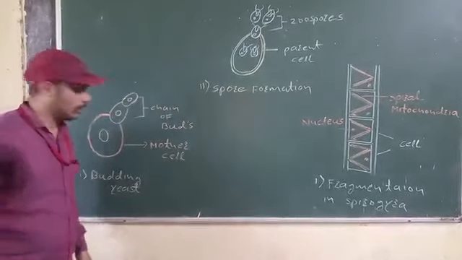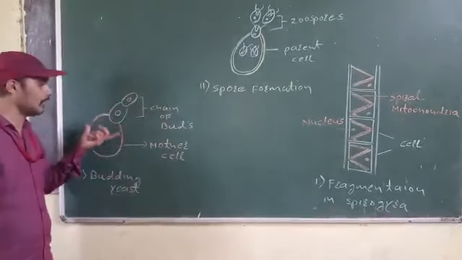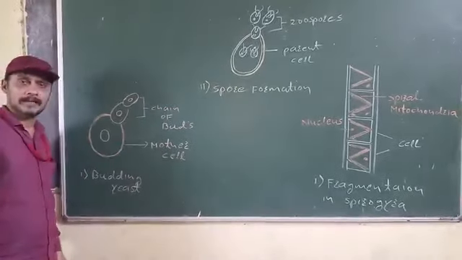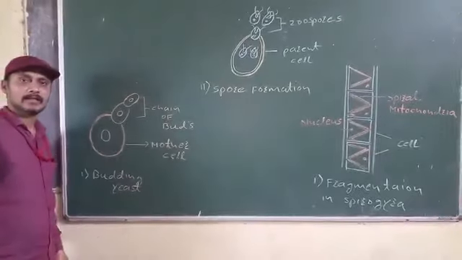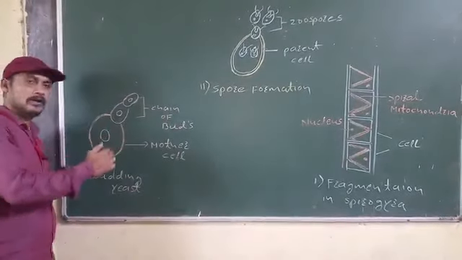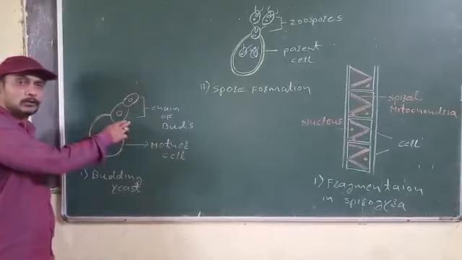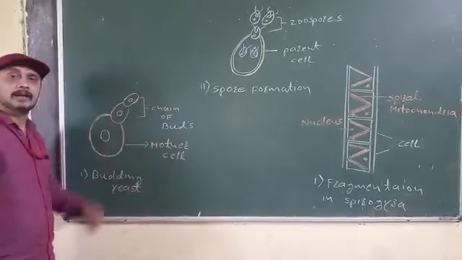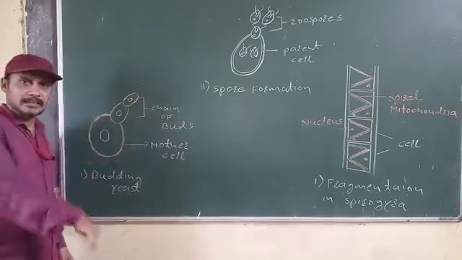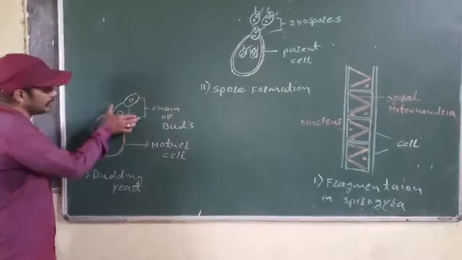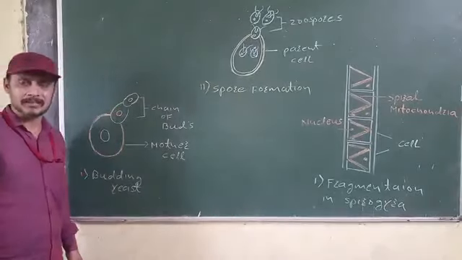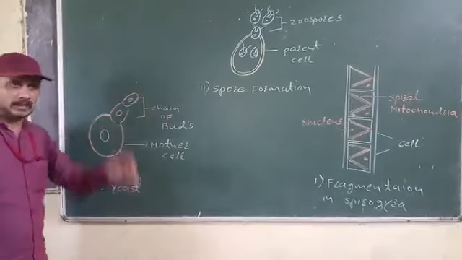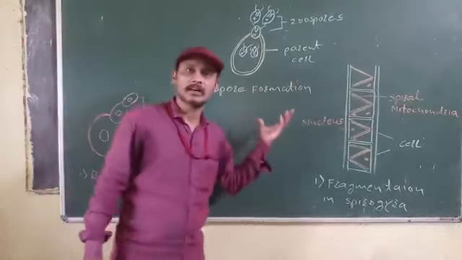After development, the cell of the yeast gives rise to a small bud. Such a bud then develops into a new individual. The formation of a new individual takes place through a bud, so it is called budding, and it takes place in yeast. So generally asexual reproduction is found in the lower plants.